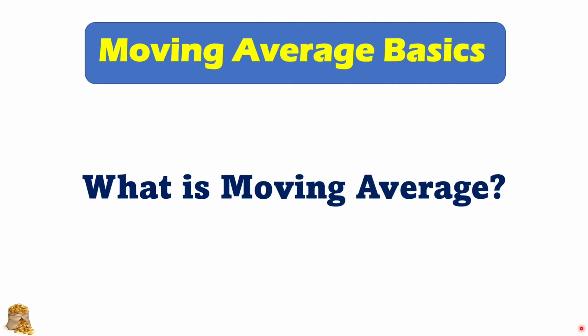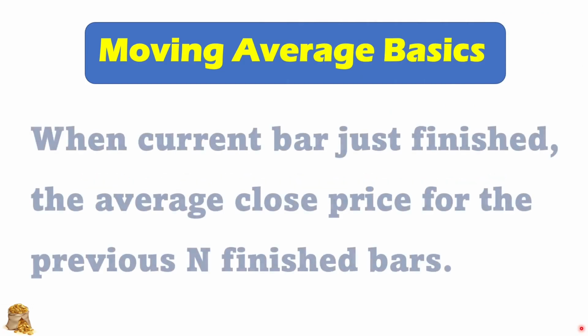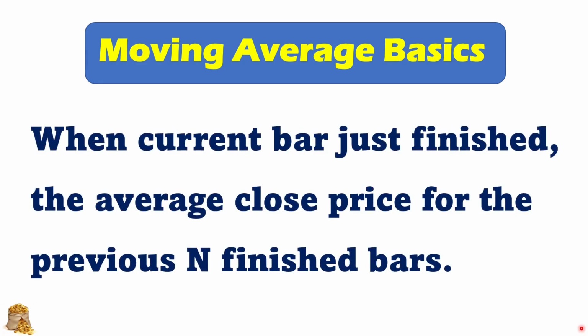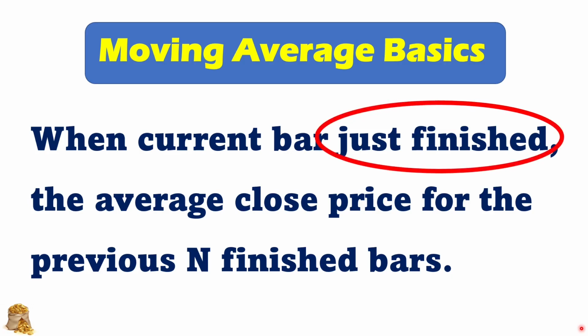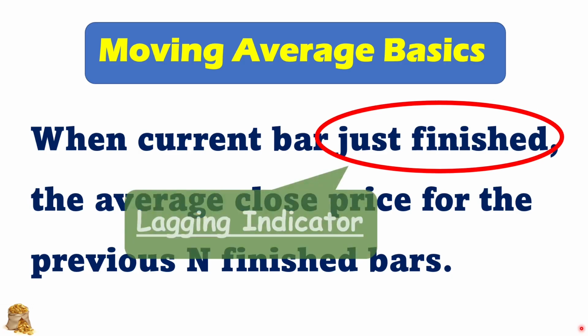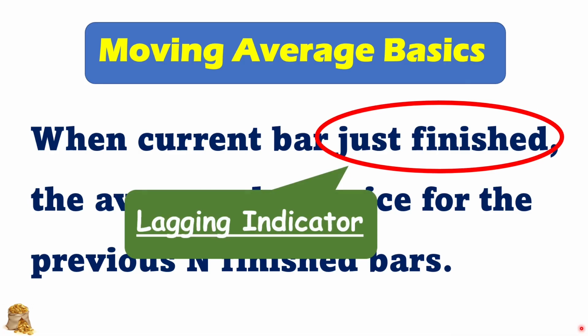So what is moving average? Moving average is, when the current bar just finished, the average close price for the previous and finished bars. Here, we should pay attention to some keywords. The first one is this, just finished. That means only when the current bar is finished, the moving average for the current bar will be calculated. That means this moving average is a lagging indicator, so it doesn't have much forecasting power. This is something we need to pay attention to.